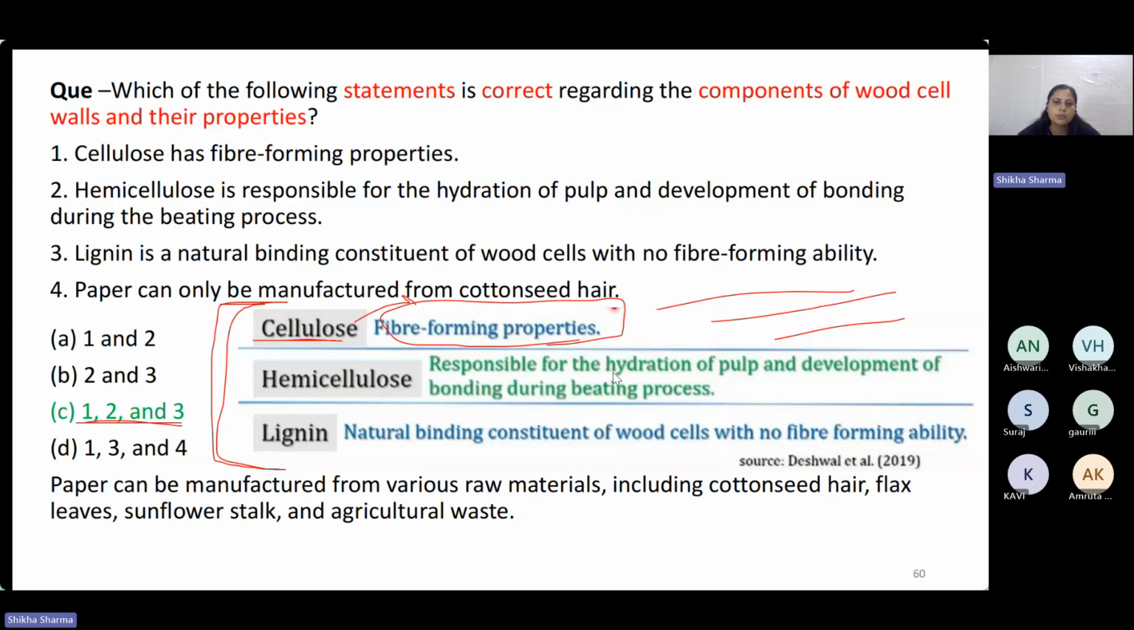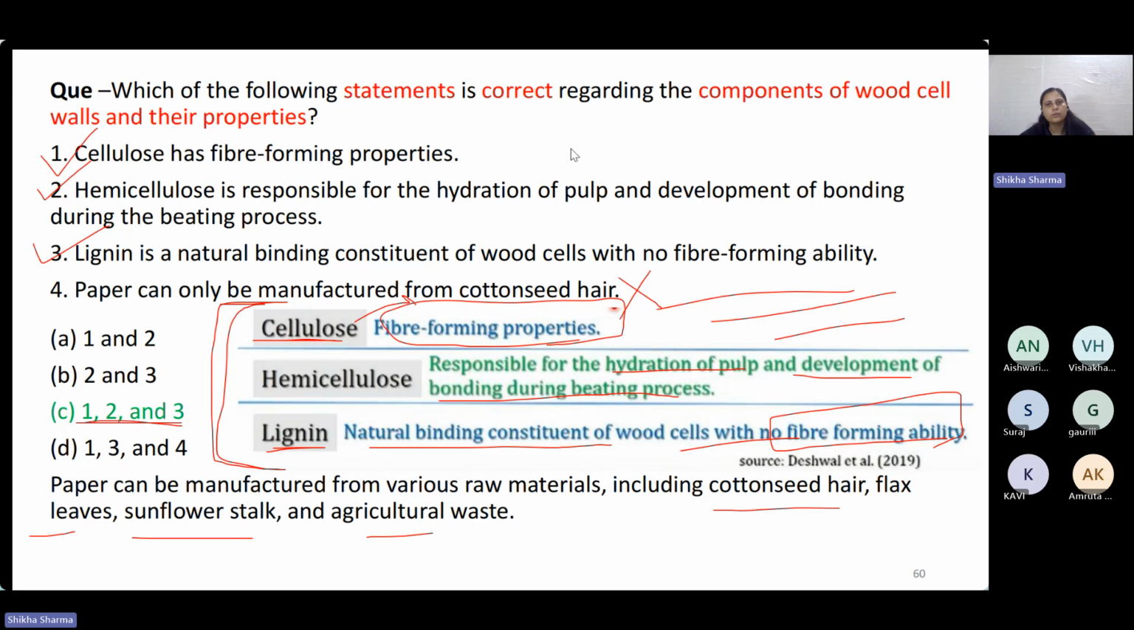Hemicellulose is responsible for the hydration of the pulp and development of bonding during the beating process, and lignin is a natural binding constituent of wood cell, and it does not have fiber forming property. So these three statements are correct. Fibers can be manufactured from various raw materials like cotton seed hair, flax leaves, sunflower stalks, and agricultural waste. So this fourth statement is not correct.